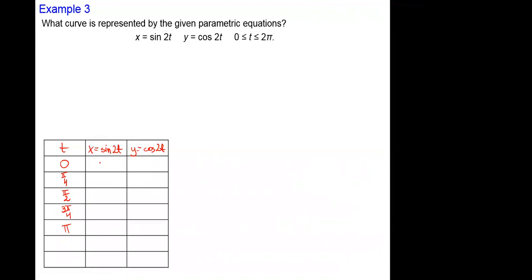Let's do it this way first, because if I repeat, I will multiply everything by 2 anyway. Sine at 0 is 0. Cosine at 0 is 1. Sine at 2 times pi over 4 gives me pi over 2: (1, 0). 2 times pi over 2 is pi: this is 0, this is negative 1. 3 pi over 4 times 2 will be 3 pi over 2: (-1, 0). And 2 times pi is, of course, 2 pi, which is the same as 0, and this is 1. We can see what happened: starting at (0, 1) and being only halfway with my parameter, I reach my initial point, (0, 1).